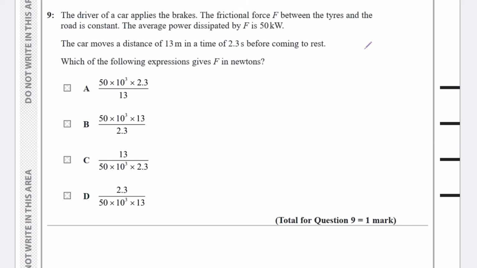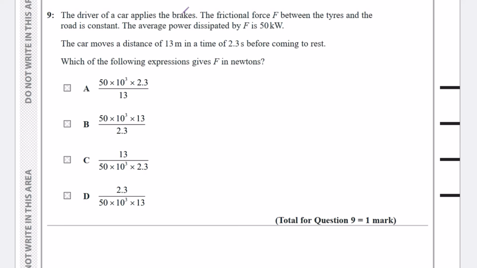Now let's look at 9. The driver of a car applies the brakes. The frictional force F between the tires and the road is constant. The average power dissipated by F is 50 kilowatt. All right. The car moves a distance of 13 meters in a time of 2.3 seconds before coming to rest. Fine. Which of the following expressions gives F in newtons?